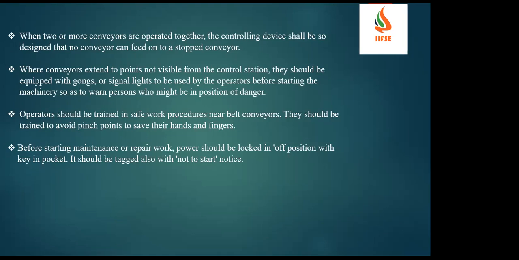And wherever the conveyors are extended to points not visible from the control station, they should be equipped with gongs and signal lights to be used by operators before starting the machinery, so as to warn the persons of danger. If you see any metal processing or steel processing industries or cement factories, they will have very long conveyors.